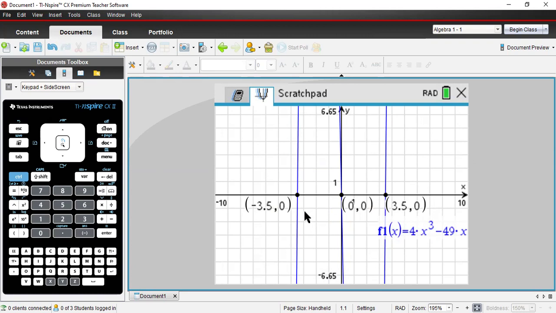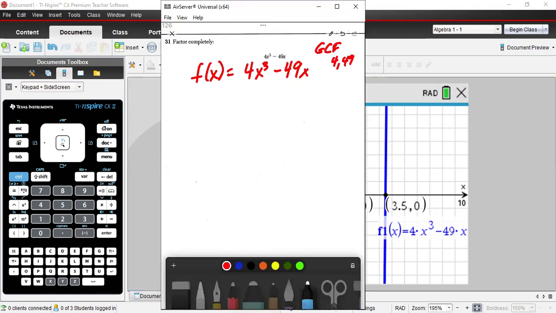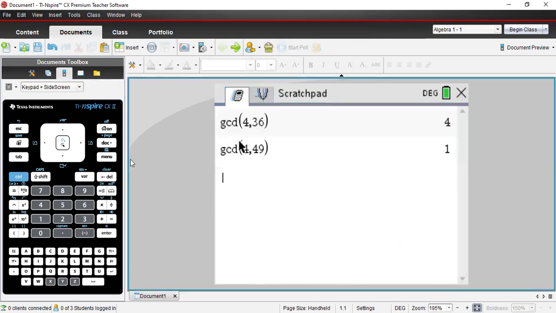Remember what I said initially: when you're factoring, you can't have decimals, you can't have fractions. So I'm going to show you how to get rid of these. So I'm going to go to the iPad. And what I have here is x equals negative 3.5, x equals 0, and x equals a positive 3.5. I'm going to convert these decimals into fractions. All right, that's the first thing.